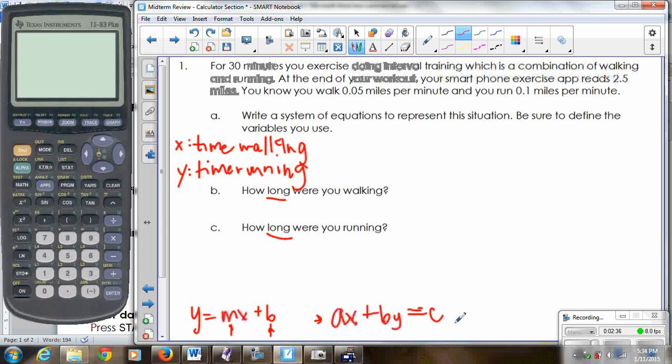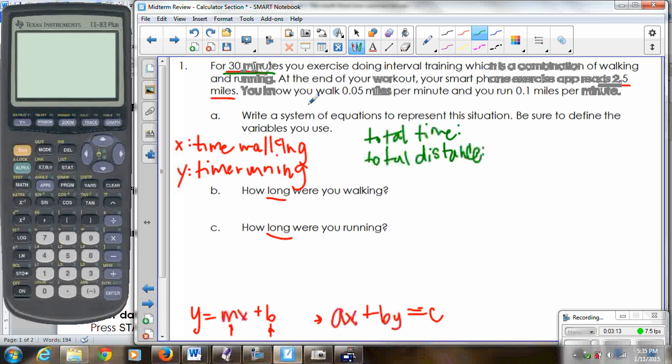And so with standard form, we're also looking for totals. So for example, I know that I was doing 30 minutes of exercise and that the total distance was 2.5 miles. So I have my total time, and I have the total distance. And I think that writing this out helps kind of put the information in order for you. So for example, total time. Well, if you look at your variables, we've got the time walking and the time running. And I know that the total time that I was exercising was 30 minutes.